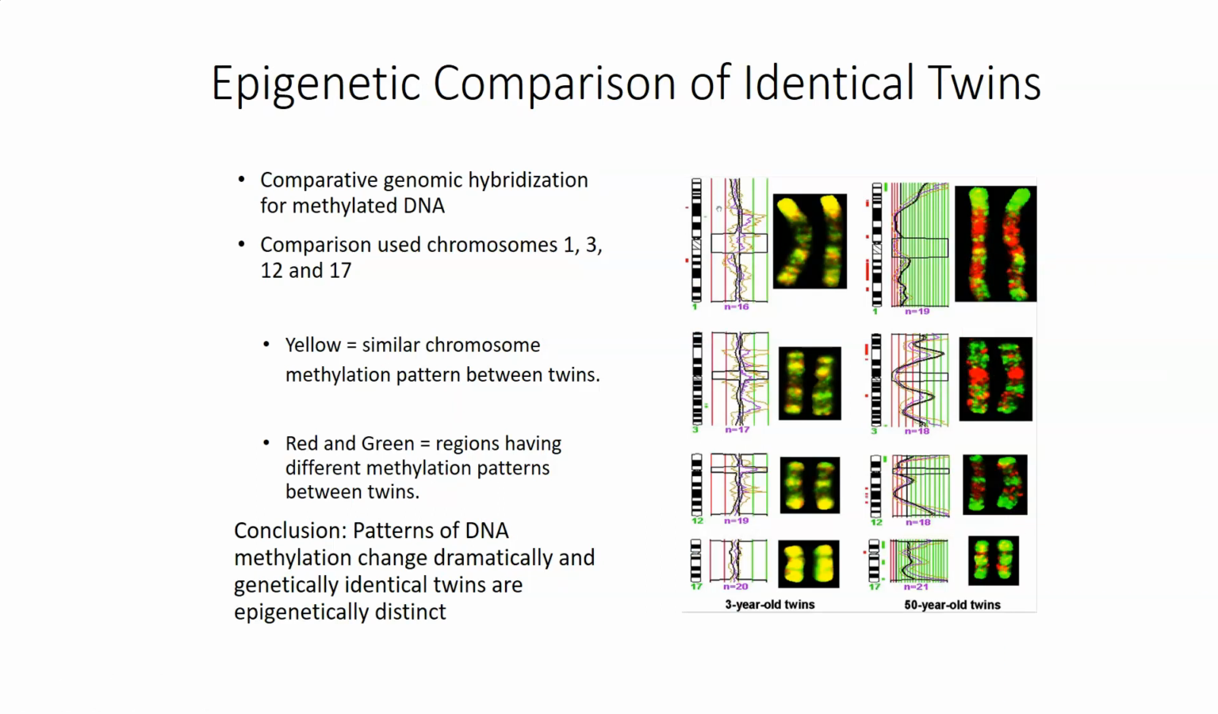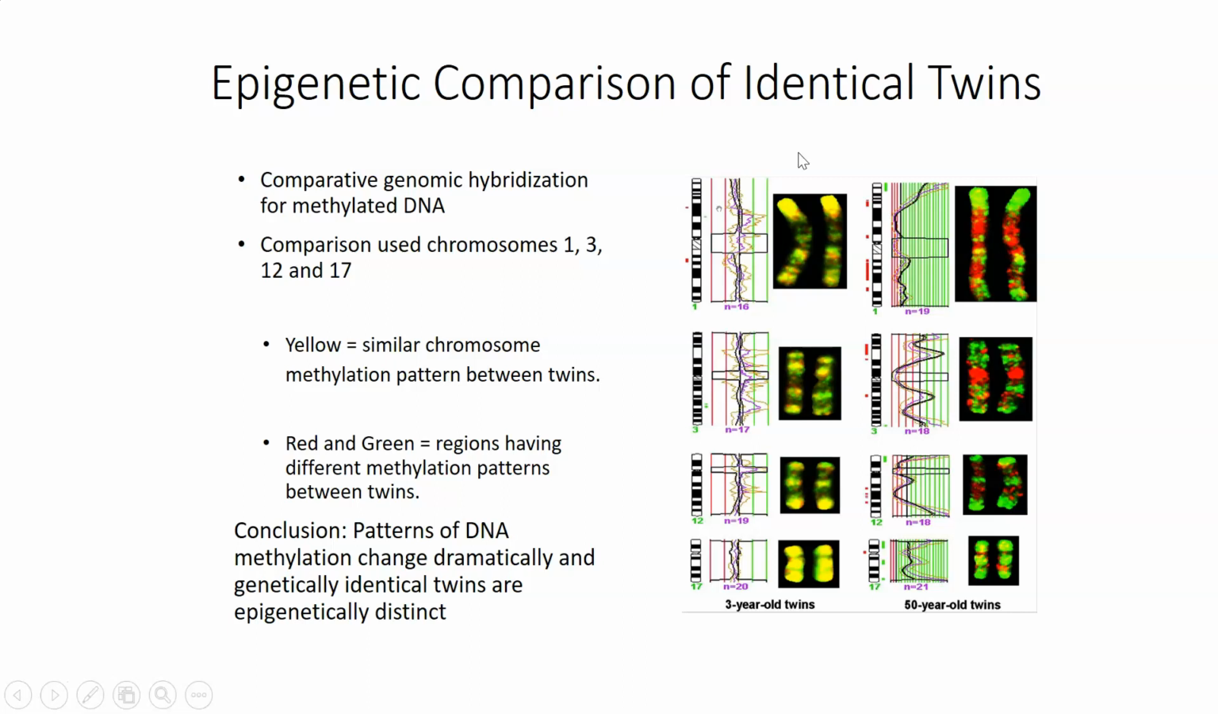There's a really good study that was published that looked at identical twins. What this study did was look at a pair of identical twins at 3 years old and map the epigenetic modifications along 4 different chromosomes in each individual. They looked at chromosome 1, chromosome 3, chromosome 12, and chromosome 17. They used antibodies to show DNA methylation along the length of the chromosome. If the antibody stuck to a site on the chromosome, that means it was methylated. If it didn't stick, that means it was not methylated.